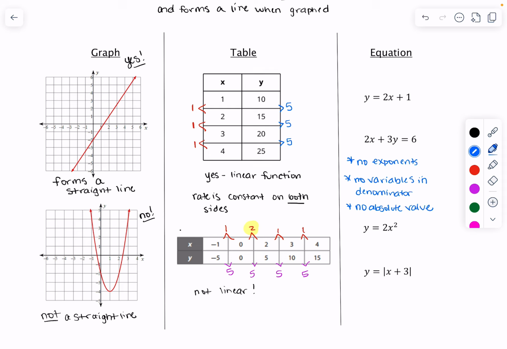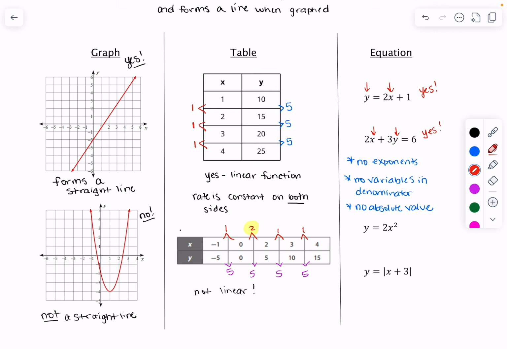Okay, so if we keep these 3 things in mind, that'll help us really decide. So if I look here at y equals 2x plus 1, I have just one y, just one x, no exponents. So that's a yes, that is a linear function. The next one, 2x plus 3y equals 6, I have just an x, just a y. So that's also a yes, that's a linear function.